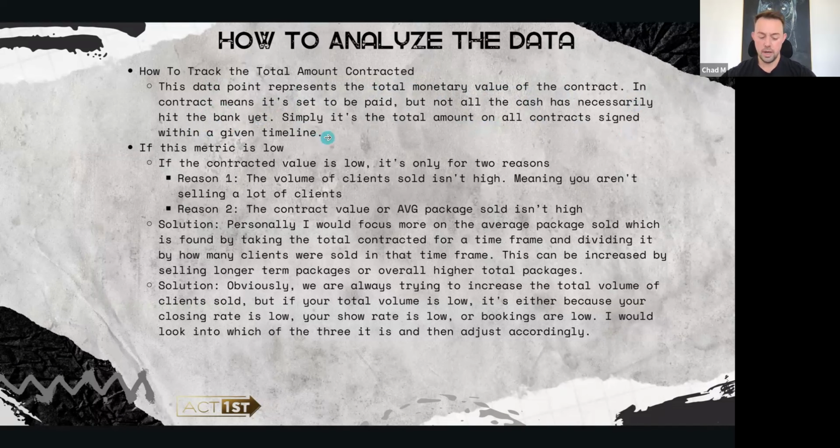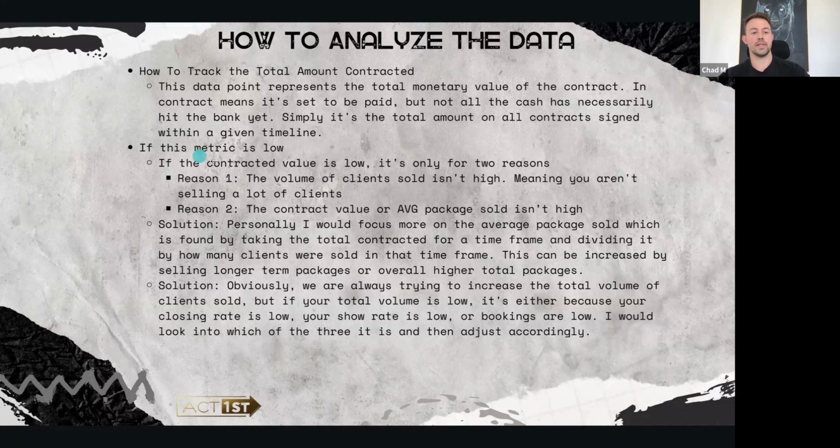So for example, let's say the time period is the month. Let's say you signed 10 clients and the value of all those clients was $5,000. That means you contracted the total amount of money written in contracts, which is $50,000. That's what contracted means. It doesn't mean the money that hit the bank account that month. It means the money that we have written in contract.